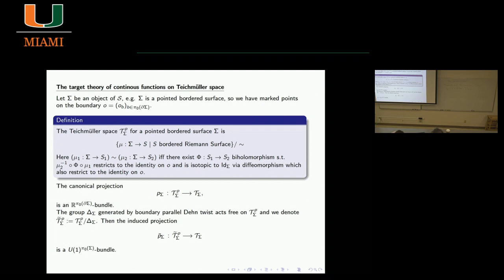That means that there is a projection from that Teichmüller space to the Teichmüller space I started talking about in the beginning. And this is actually an R to the number of boundary components fiber bundle over this. If I now take the subgroup of the mapping class group which is generated by Dehn twists that are parallel to the boundary, then I can factor that out of this space here. And now I get the quotient I call this, and that's now a U1 bundle over that guy.